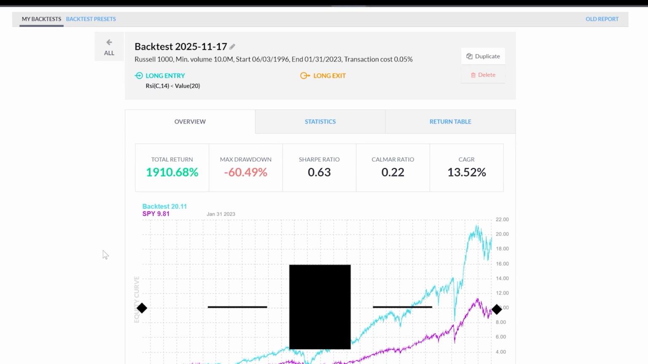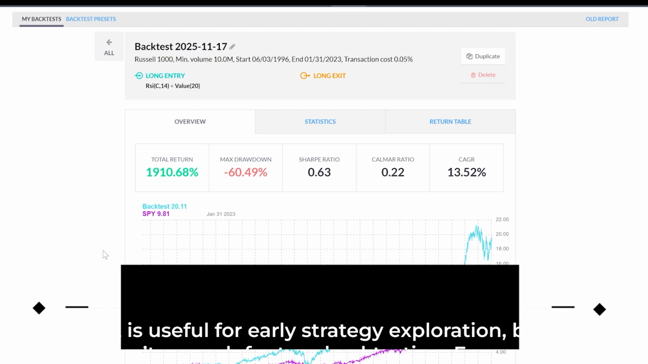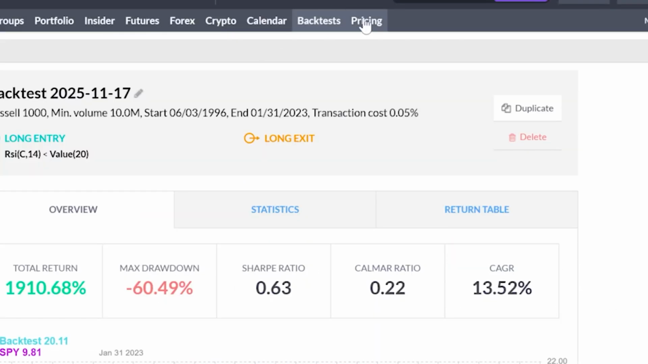And so if you've got a strategy and you're really trying to tease out how to optimize it or whether it's going to work, Finviz's tool can be helpful, but I don't think it provides all of the data that you need in order to run a really comprehensive backtest. For that, I'd recommend something like TradingView or Trade Ideas, much stronger backtesting tools. Okay, so with that, I want to dive real quick into Finviz's pricing.